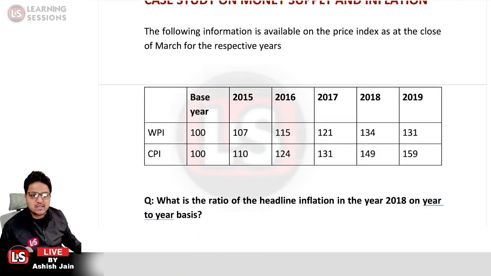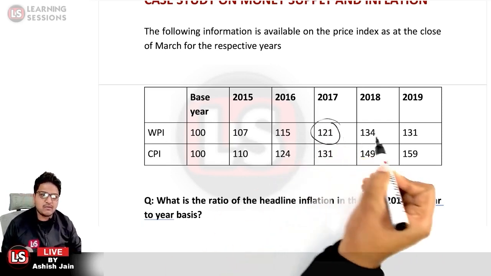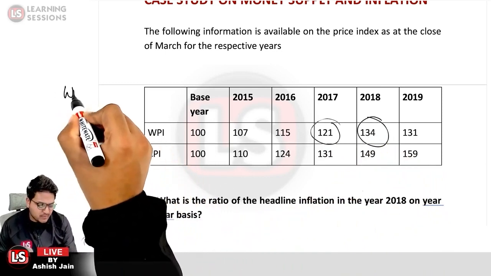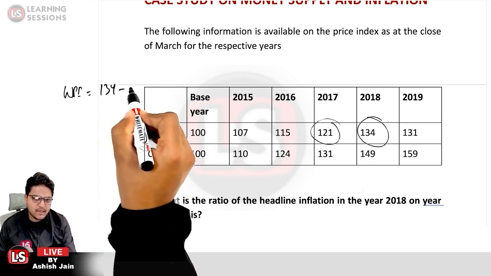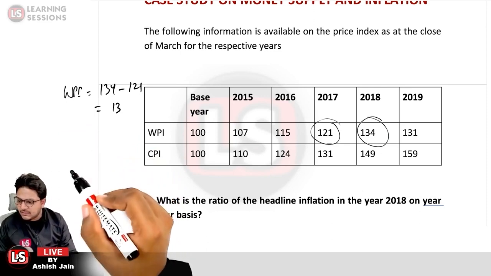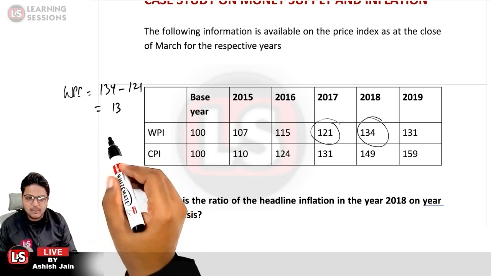The first question says, what is the ratio of the headline inflation in the year 2018 on a year to year basis? Whenever we calculate the ratio of the headline inflation, or any other ratio, on a year to year basis, we consider the current year, 2018 over here, and the last year. For 2017 it is 121, and for the current year it is 134. So for the WPI it will be 134 minus 121, which is 13, and we compare it with the previous year.